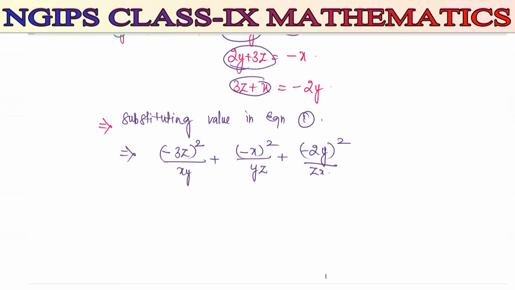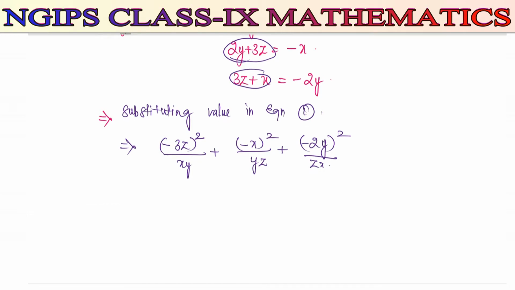Okay, further if I simplify this, what will we get as the answer? The square applies to the sign, the numerical value and the variable also. So minus here will become plus, 9z square divided by xy, plus, here minus minus will become plus, so you will get x square divided by yz, plus, here minus into minus will be plus, 2 square is 4, y square divided by zx.